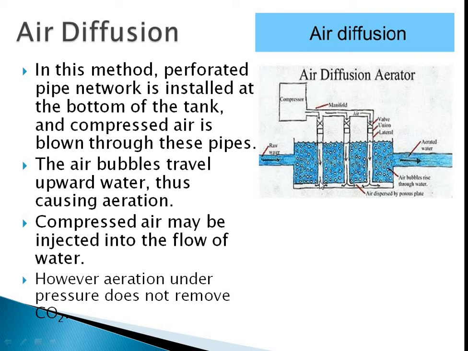When the compressed air passes through the perforated pipe network, the bubbles travel upward through the water, thus causing the process of aeration. The compressed air may be injected into the flow of water, however the aeration under the pressure does not remove the CO2.